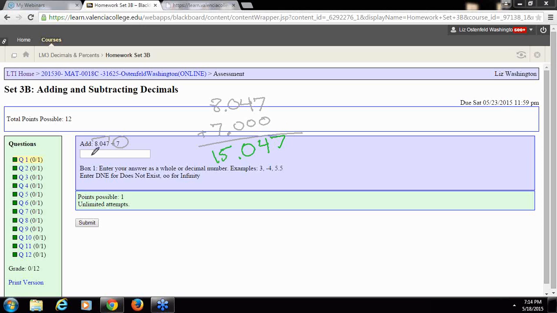So my final answer here will be 15.047. Or 47 thousandths. That would be the correct way to say it. Any questions about this one? Okay. Let's keep going.